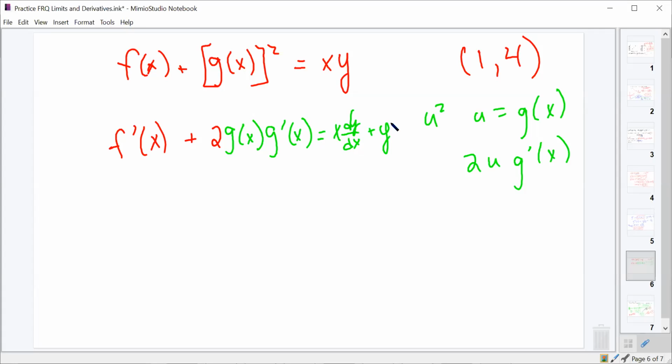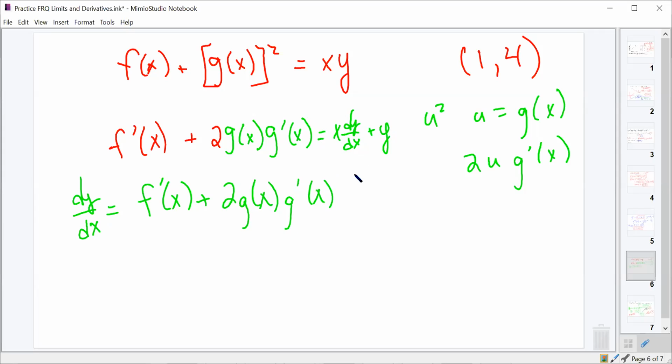Good or no? Yeah. All right, so what does dy dx equal? It equals f prime of x plus 2g of x g prime of x minus y all over x. Everybody agree? Yeah. All right, and then the last thing is they just want us to evaluate that at what point? The point 1, 4.